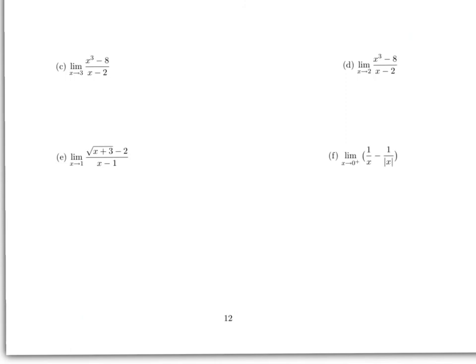Okay, one final example, something a little bit different. This is letter F in our example from our notes. The limit as x approaches 0 from the right, remember, of 1 over x minus 1 over the absolute value of x. And if you were to plug this in, if you think about this just in your head, 1 over 0, as x gets really close to 0 from the right, so you think about plugging in like 1 over 0.1, 1 over 0.01, 1 over 0.001.